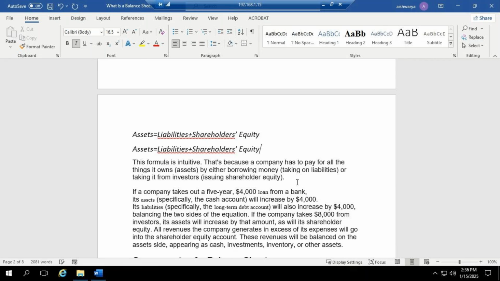So balancing the two sides of the equation, right? The loan is like accounts payable, and the asset also increases, right? So that is how we have to balance both the sides, assets and the liability side. Understood? Yes, ma'am. So shall we move on to the exercises of the balance sheet?